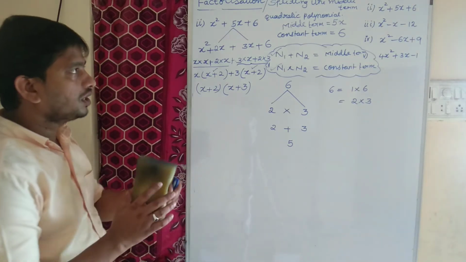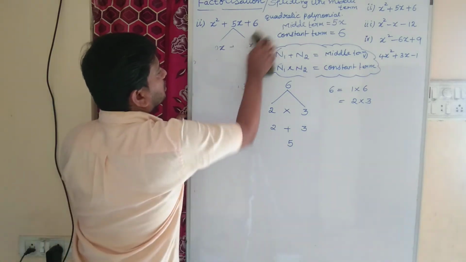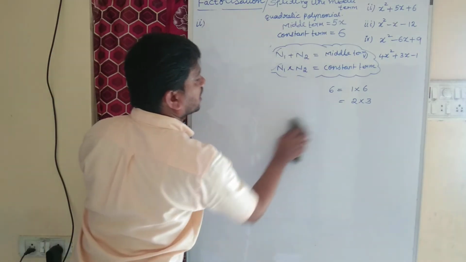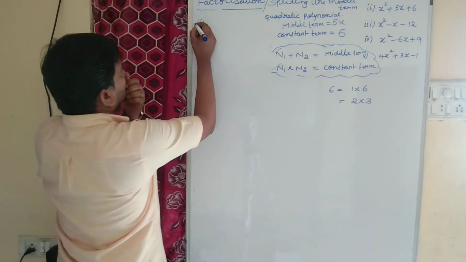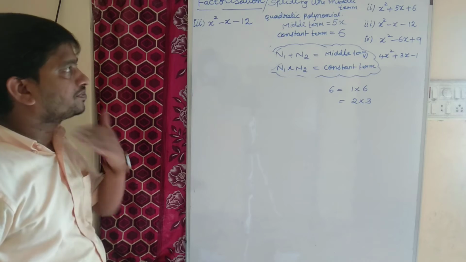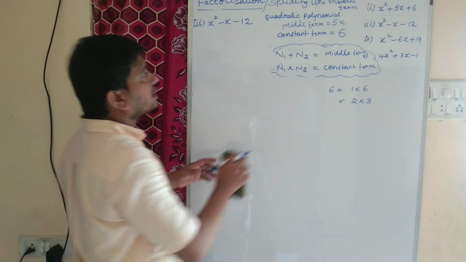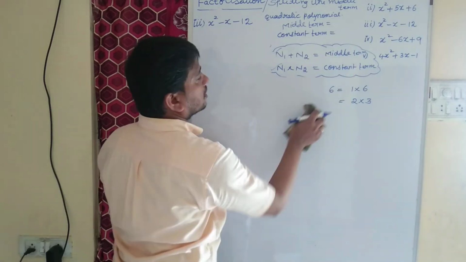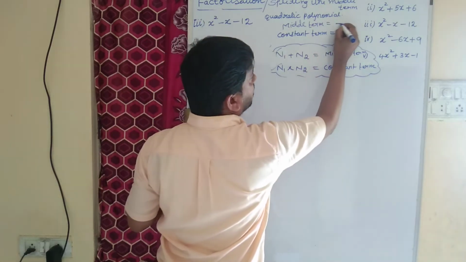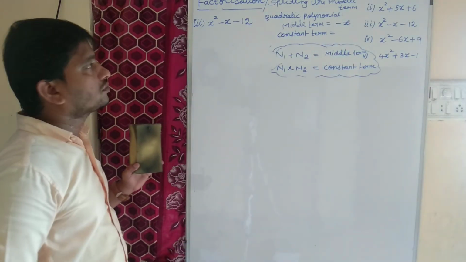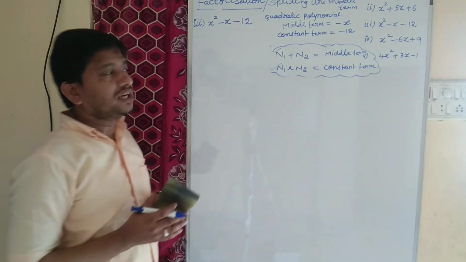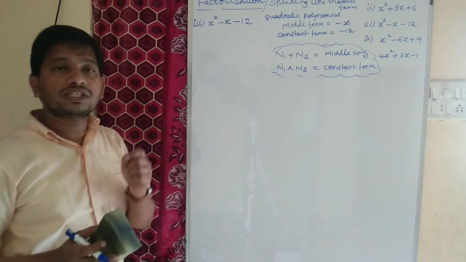Got it? Now, let us observe one more question, that is x square minus x minus 12. Students, here what is the middle term, children? Here the middle term is minus x. Sign is so much important. You have to consider sign also. And here constant term is minus 12. So, middle term is minus x and constant term is minus 12.